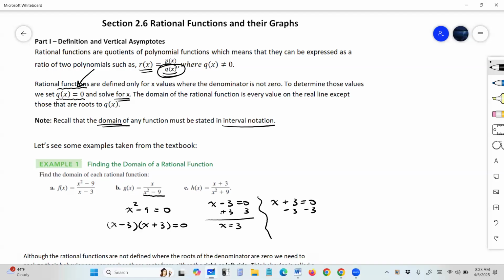Subtract 3 from both sides. So I got two values that must be excluded from the domain. So I'm going to draw the real line. I am going to say that this is 0. And this location here is my -3. And let's say that this location here is my +3. Now, every value is allowed with the exception of these two.